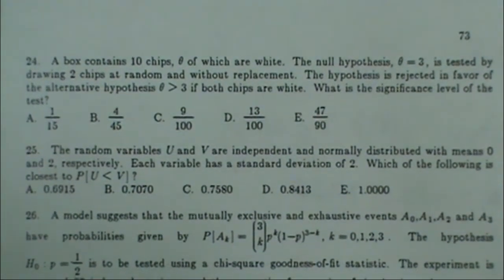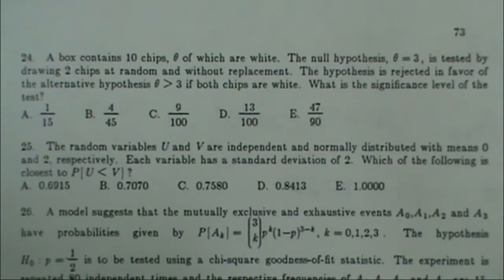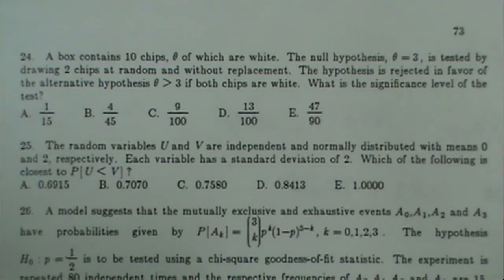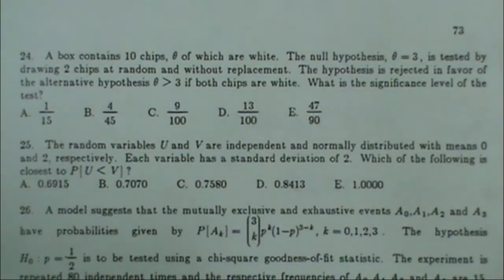Problem number 24. A box contains 10 chips, theta of which are white. The null hypothesis that theta equals 3 is tested by drawing 2 chips at random and without replacement. The hypothesis is rejected in favor of the alternative hypothesis that theta is greater than 3 if both chips are white. What is the significance level of the test?